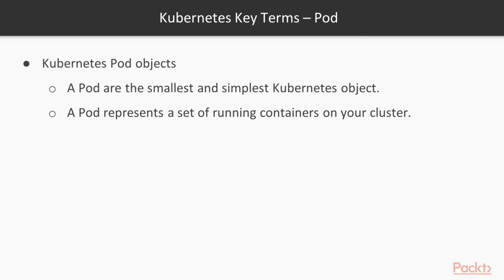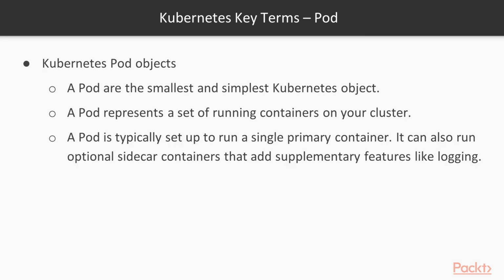So a pod can have one or more containers, but usually the best practice is to have one unless you really need more than one. An example is two containers that are tightly coupled and should be in one pod, but otherwise it's usually one container per pod, or one Docker image per pod. A pod is typically set up to run a single primary container, but it can also run optional sidecar containers that add supplementary features like logging.